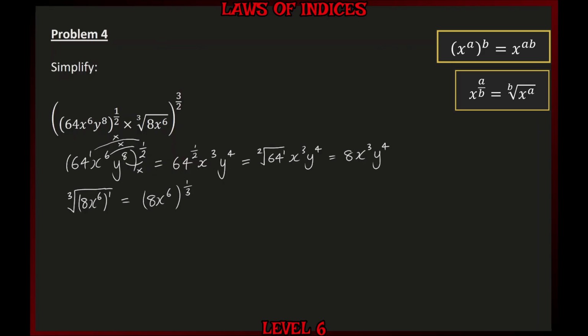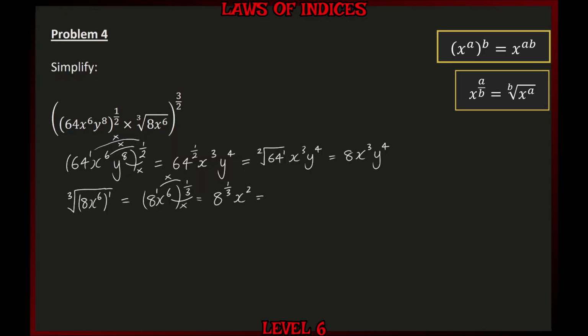As we saw earlier, we're now raising powers to powers, so we can use our power law. And again, putting a power of 1 on our 8, we're going to start by multiplying together 1 and a third, which gives us a third. So we have 8 to the power of a third, and 6 multiplied by a third is 2. So we have x to the power of 2.